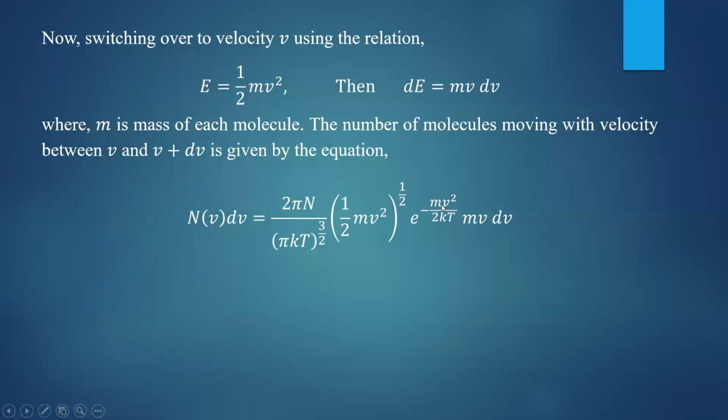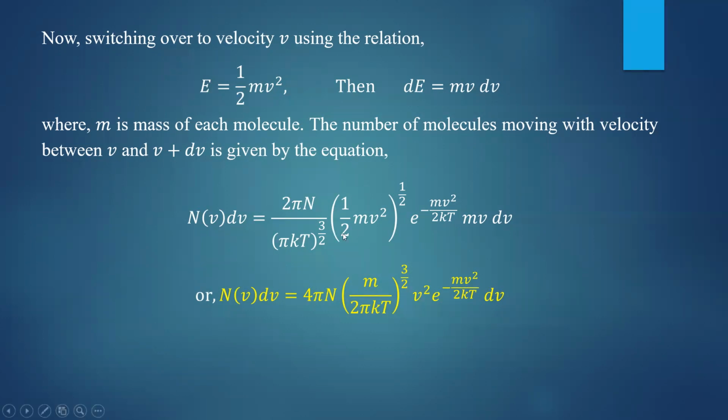You will get exponential minus mv square by kT. And for dE, you substitute mv into dv. Then simplify it further. Okay, you do the simplification. Here pi to the power 3 by 2 and pi is there, and you will be left with pi here, right? So n of v into dv will be 4 pi n. You will get 4 pi n into m divided by 2 pi kT, I will collect this power 3 by 2, into v square into e to the power minus mv square by 2kT. This is the final expression.